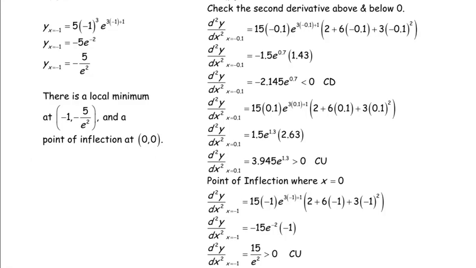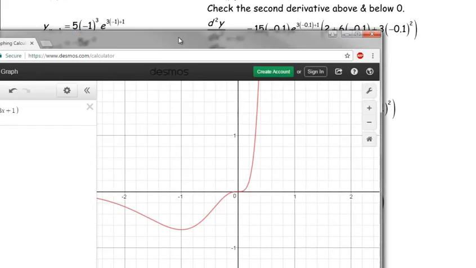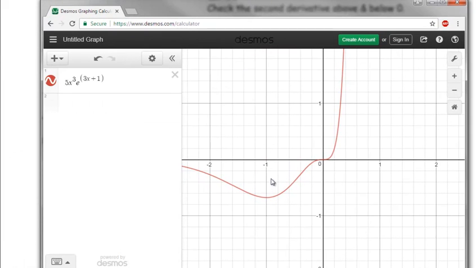And just to show, I graphed this in Desmos, so I'm going to bring this over. There we go. So there's the local minimum point at negative 1, and at 0, 0 you can see the point of inflection. The concavity changes from down there to up here, so that actually is a point of inflection there.